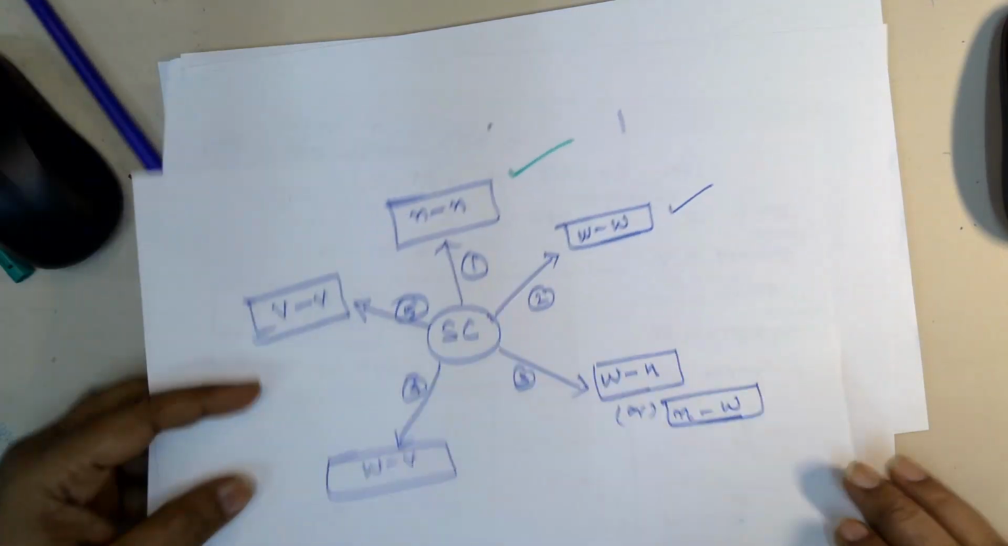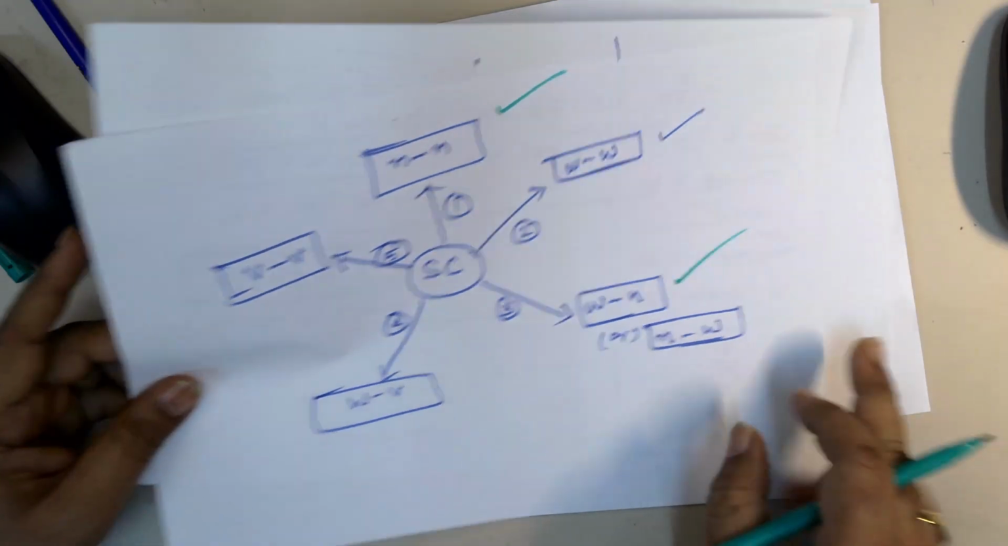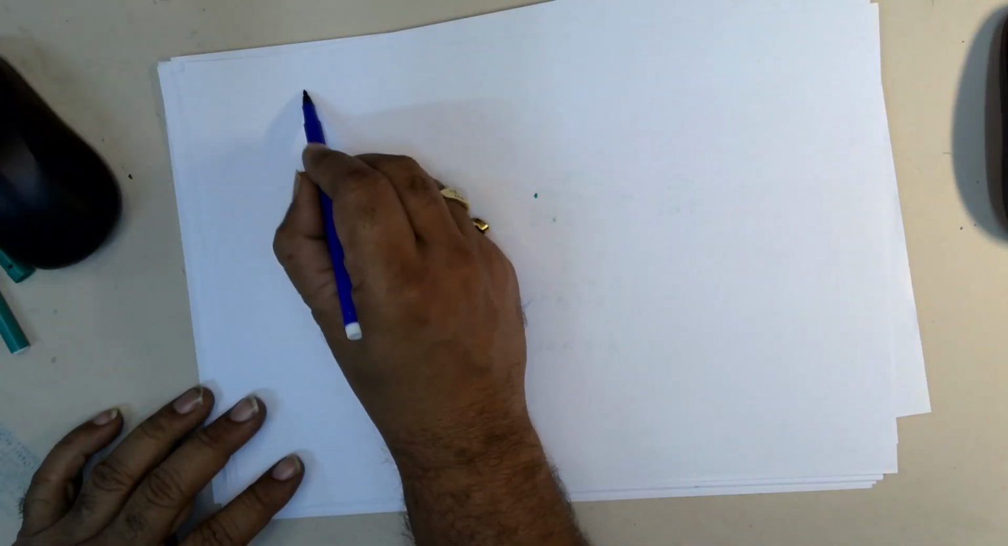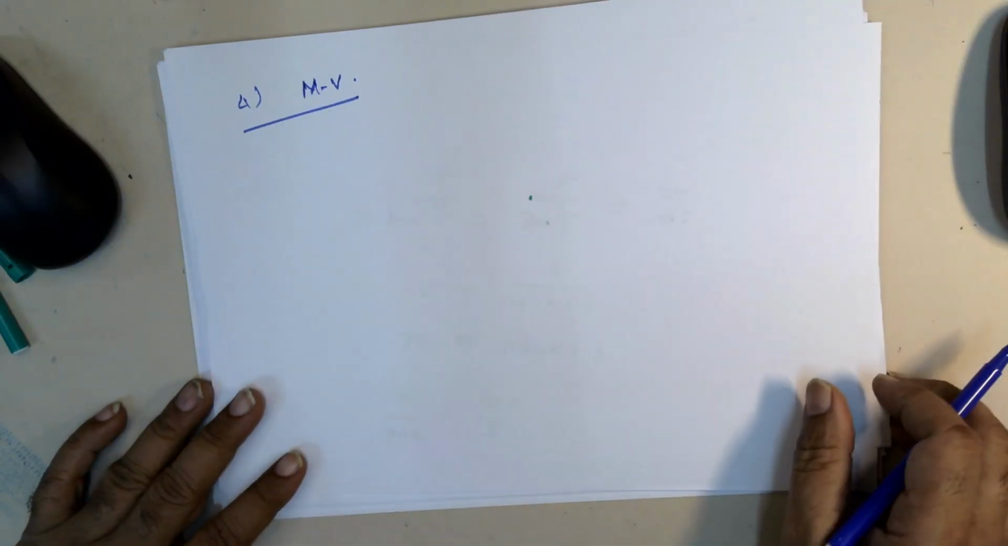Similarly, you can calculate the volume also. Let us go ahead and see how to do it with the volume. So we have discussed this part, weight and number of moles, or number of moles in terms of weight. Now the next part is weight and volume. So this is the mass-volume relationship, the fourth one. Take down the question.